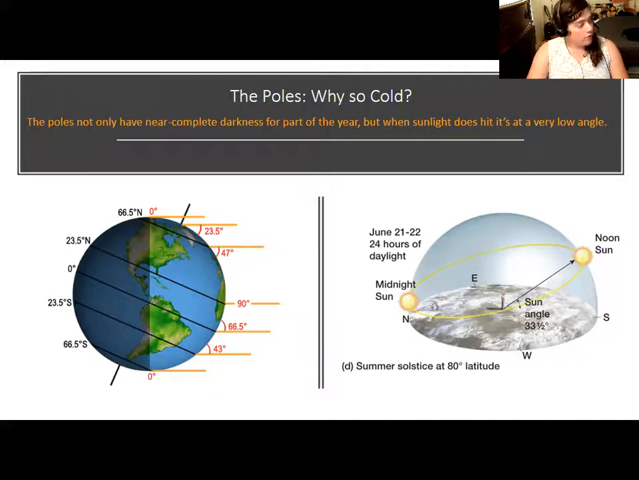Now, if you look at the diagram on the left, you'll see that the angles get progressively smaller as you approach either the North or South Pole. And that's because the sunlight is hitting the Earth more at an angle because the Earth is kind of tilted and curved away from it. The sunlight is literally being spread across a greater surface.